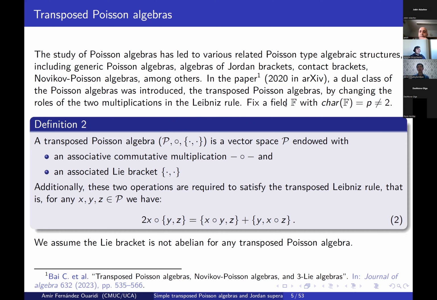Okay, so fix a field of characteristic different from 2. A transposed Poisson algebra is a vector space P with 2 multiplications, one being associative and commutative again, and the other one being a Lie bracket. And the compatibility rule, instead of being the classical Leibniz rule, is this identity here, which is called the transposed Leibniz rule, which, as you can see, we have changed the roles of the 2 multiplications.